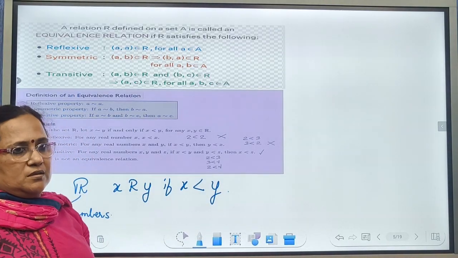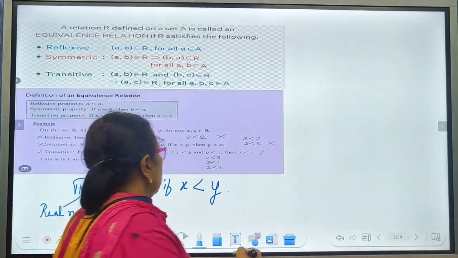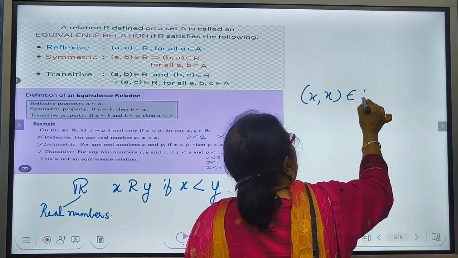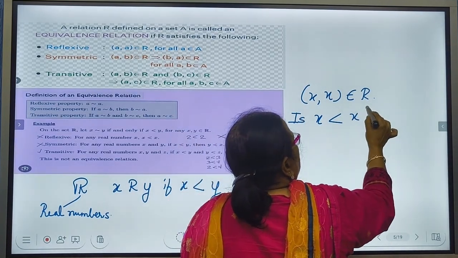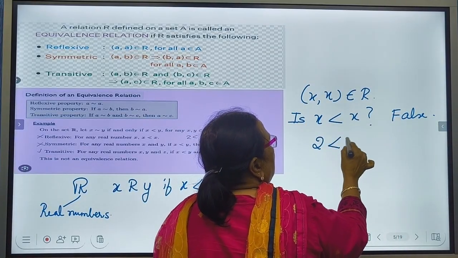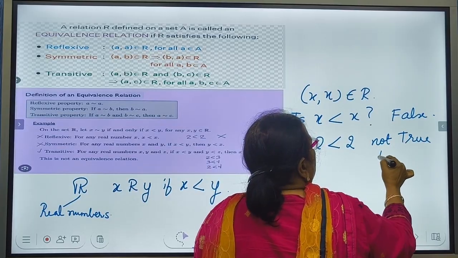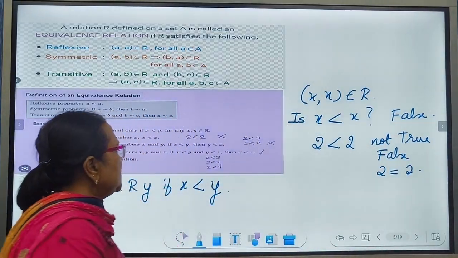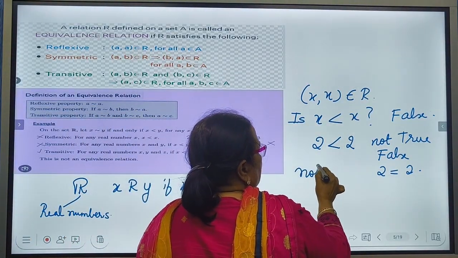So now you can ask, does it satisfy the conditions for an equivalence relation? That means (x, x) should belong to R. Is x less than x for any x? It is false. Is 2 less than 2? Not true, because 2 is equal to 2. So x is less than x is not a true statement, therefore it is not reflexive.